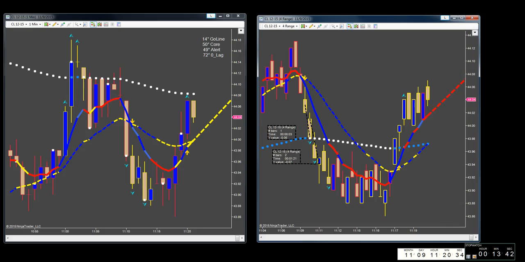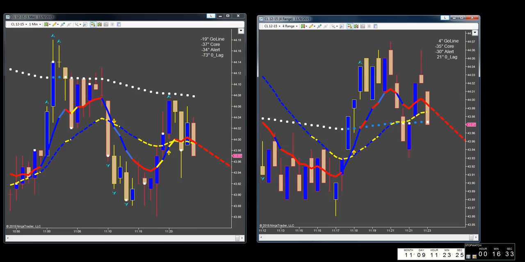I'm going to stop the film for a second to rebuild the 4 range. Okay, all right, I put the indicator angles on. That's why there's a short break in the tape.